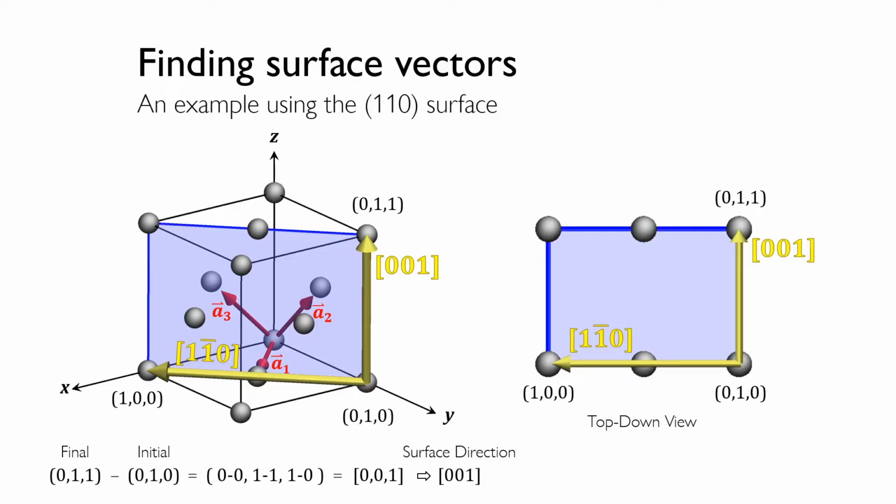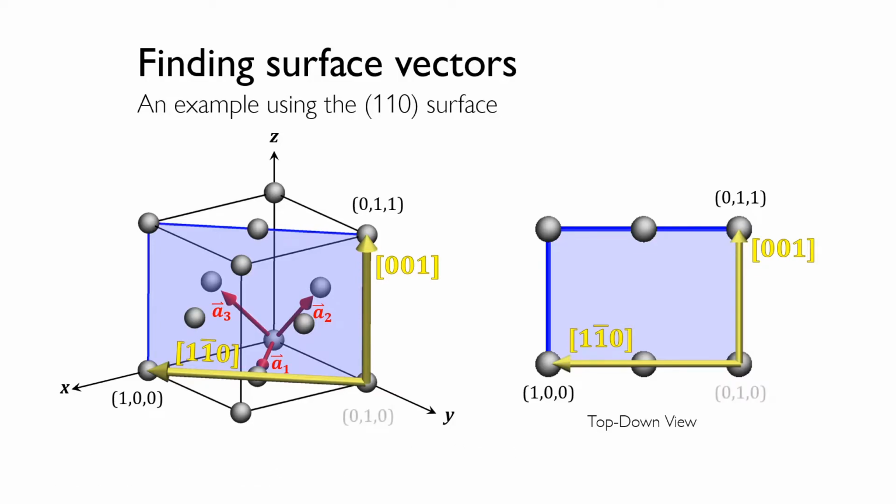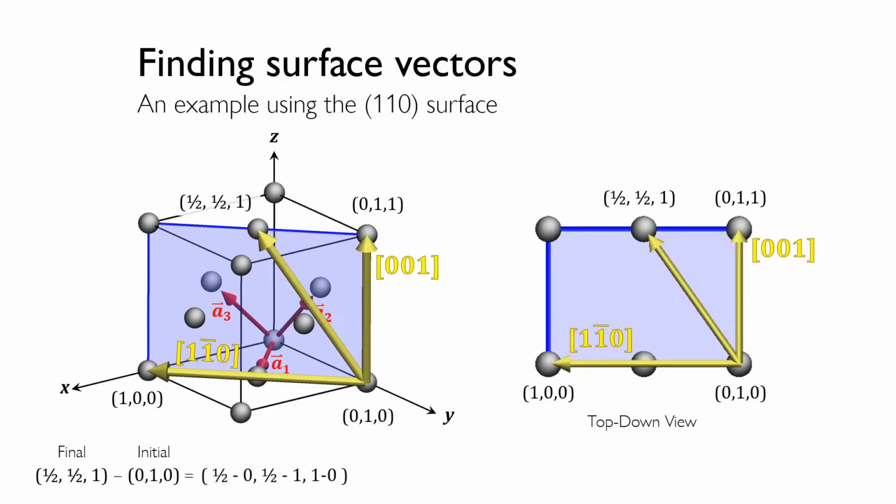It's pretty easy to get the 1 bar 1 0 and 001 directions, as they had start and end points coinciding with the corners of the unit cell. What about for directions where this isn't the case? Like, for example, a direction that's somewhere between 1 bar 1 0 and 001. Let's say it has a starting point of 010 and an ending point of 1/2, 1/2, 1. If we follow the same procedure we've used before, we arrive at a vector with an x component of 1/2, a y component of -1/2, and a z component of 1.